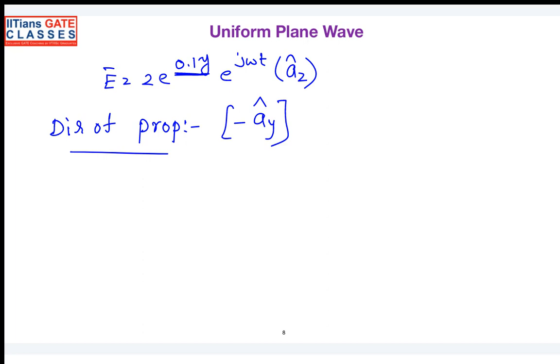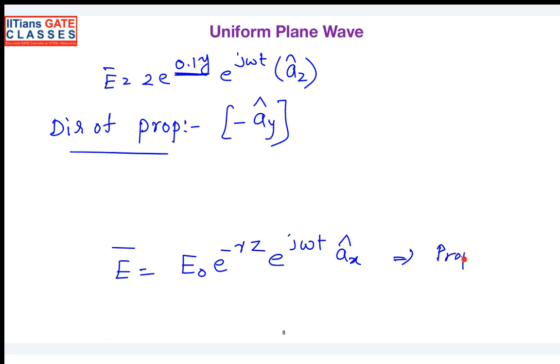See, even for the uniform plane wave, when you look, what is the equation you got? E naught e power minus gamma z and e power j omega t into ax cap. Fine. This is for the uniform plane wave, by assuming the wave propagates along positive z. So when you are assuming the wave propagates along positive z, in the equation you will get negative z. Similarly, if the wave is propagating in negative z, you are going to get an equation something like this.